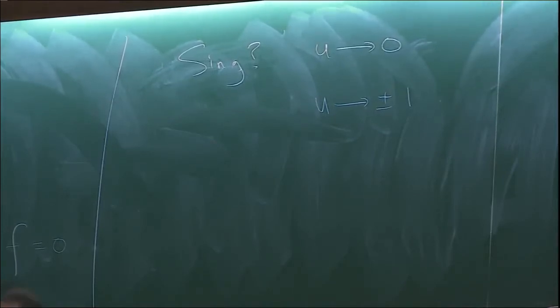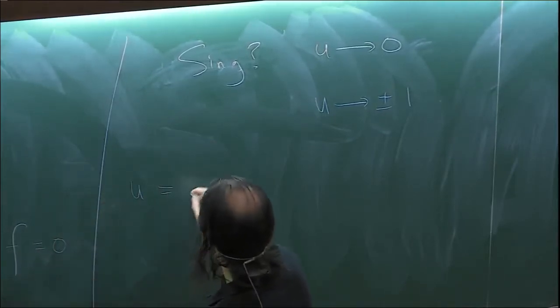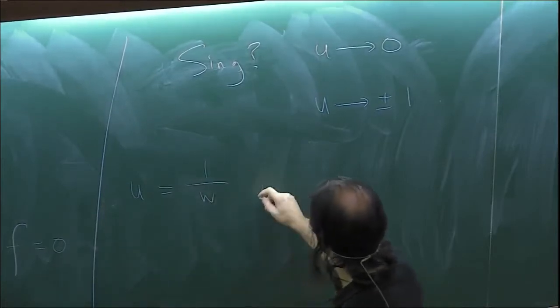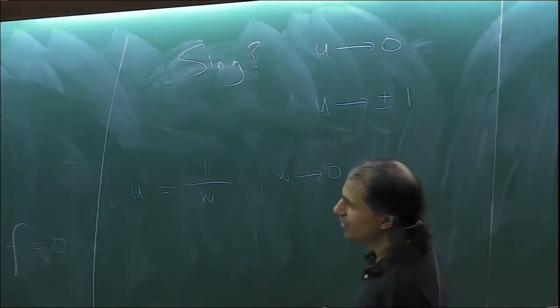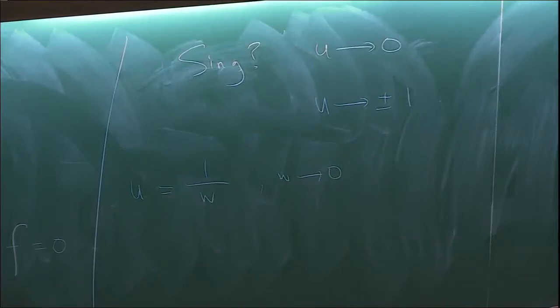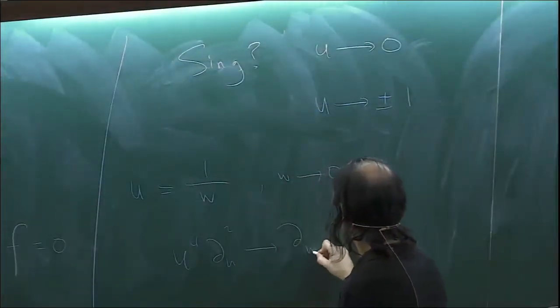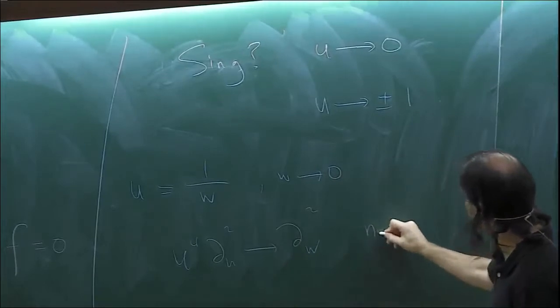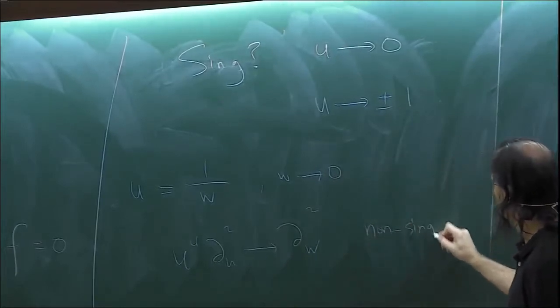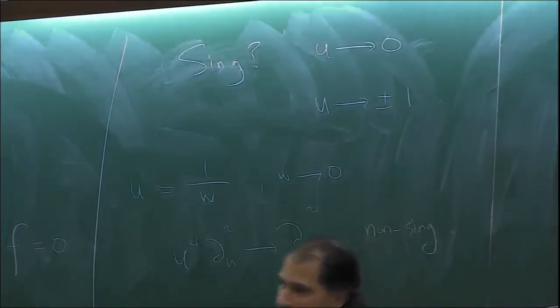So let's say we send U to infinity. So let's say I send U to 1 over W and send W to 0. Then actually it's wonderful, because as U goes to infinity, this thing is U to the 4th d U squared. And U to the 4th d U squared is, in fact, nothing other than d W squared. So this is perfectly non-singular. Okay? So there's no singularities other than at 0, minus 1, and 1. So it's a hypergeometric function.